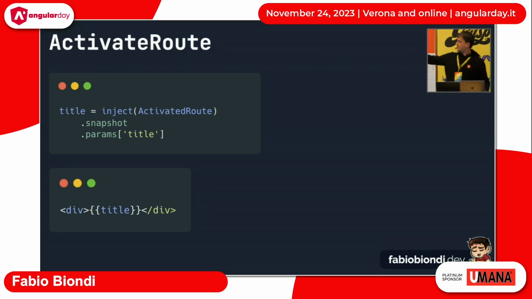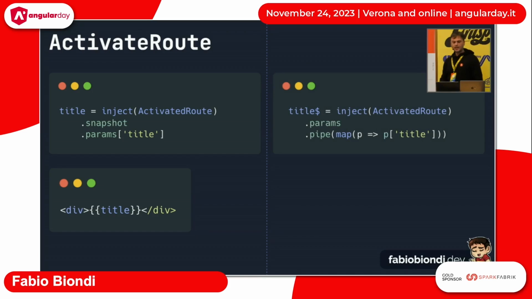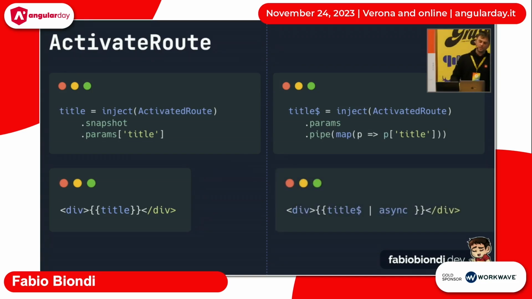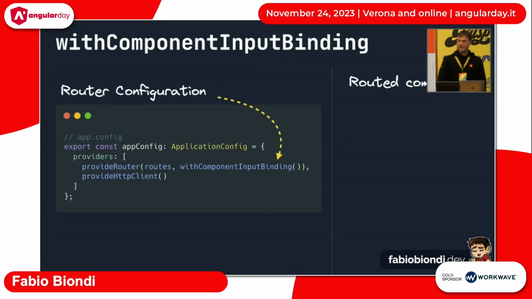And saving this value on the title property allows us to use it in the template on the component class. Or we can use a reactive approach, injecting ActivatedRoute, getting the params observable, and by using pipe and the map operator, get the title. In this case, we can use the async pipe in the template and just subscribe to it.